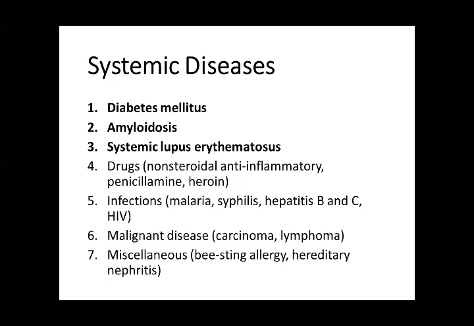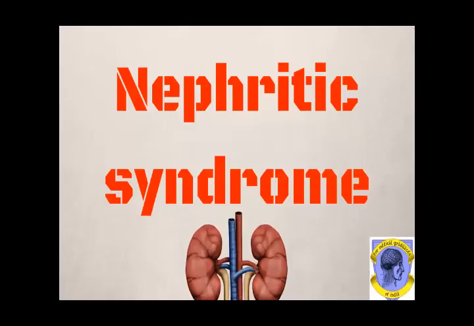Infections like malaria, syphilis, hepatitis B, C, and HIV damage the kidney all by themselves. Malignant diseases, carcinoma and lymphoma: they throw out a lot of toxic substances that are damaging to the kidney. When the nucleus breaks down, it causes a raised uric acid level, and uric acid damages the kidney. And then there are miscellaneous causes: bee sting, allergy, hereditary nephritis. They damage the kidney and cause nephrotic syndrome.